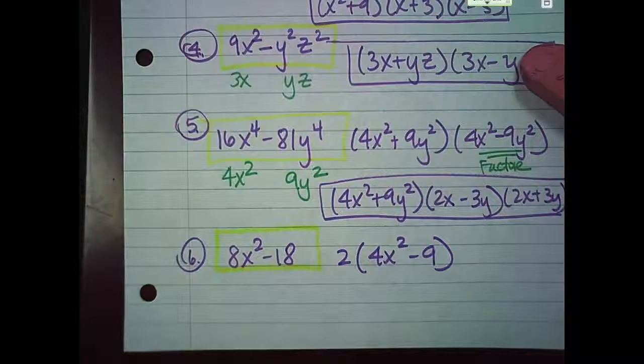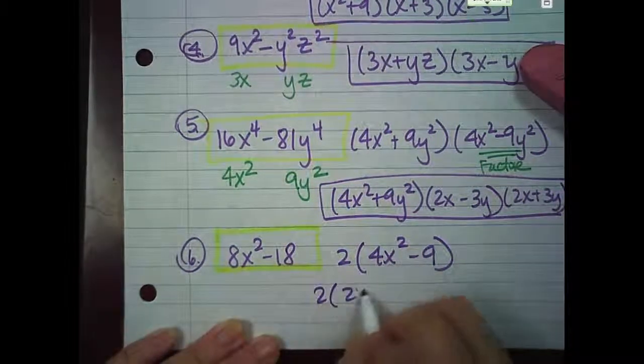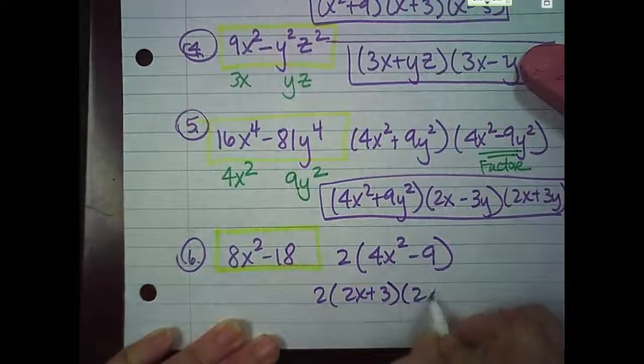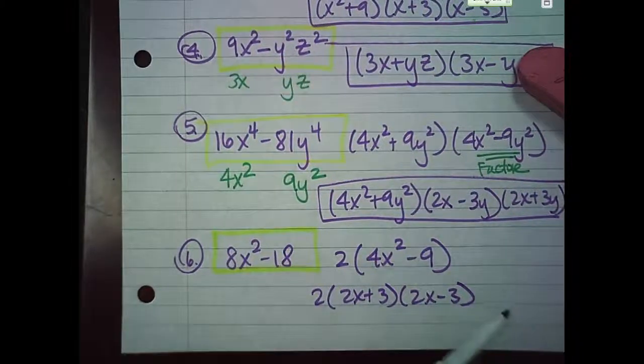Now look at it. Can I keep going? Yeah. Again, minus in the middle, two terms. They're perfect squares. So you can factor this again, giving you 2 times 2x plus 3 and 2x minus 3. This can be factored one more time.